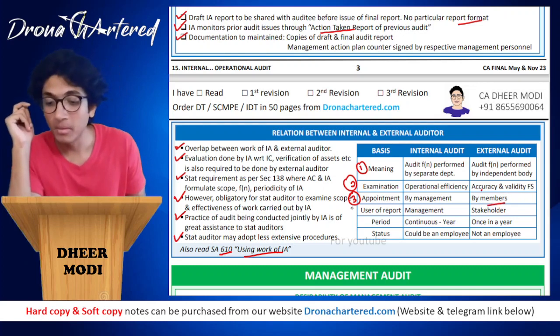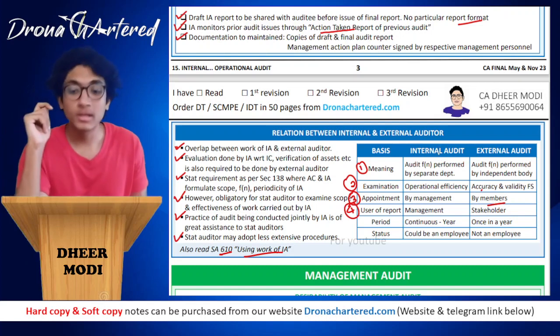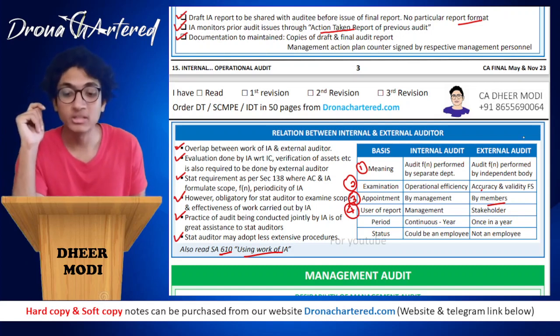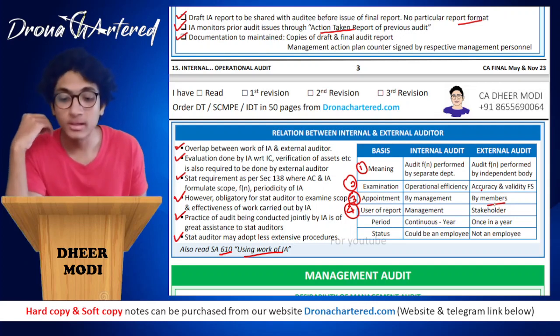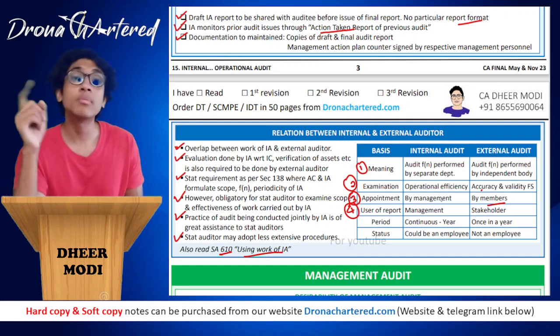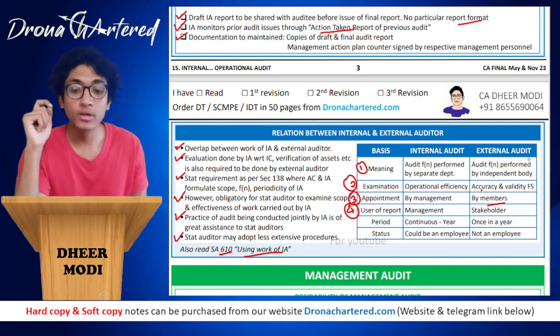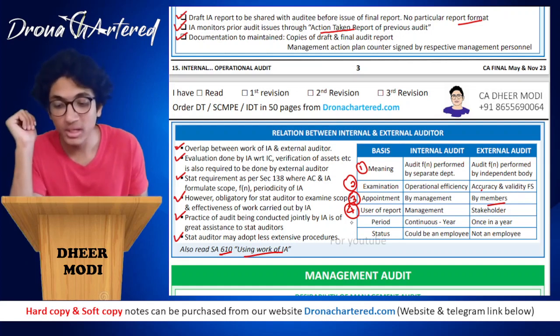Third is appointment. The internal auditor is appointed by management, while the external auditor, that is your stat auditor, is appointed by your members. Fourth is the user of the report. In case of internal audit, it is your management, while in external audit, it is your stakeholder, that means the person who uses the report. In internal audit, it is used by the management. This report is not released, and your external audit is for the shareholders.